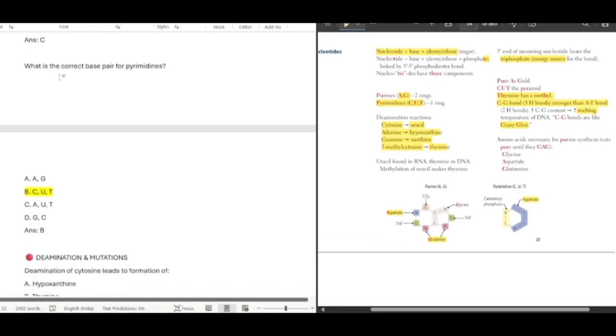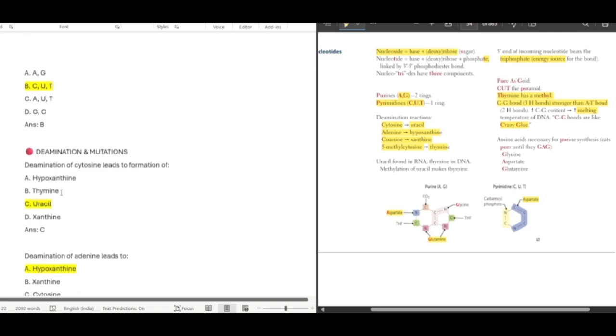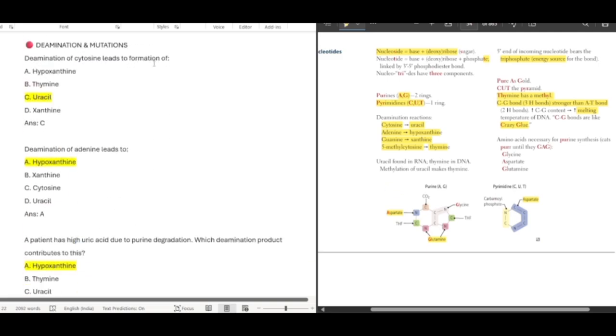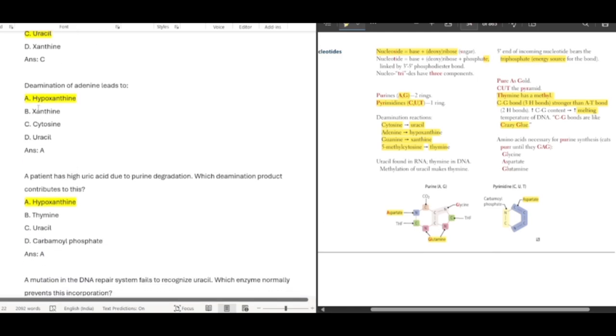What is the correct base pair for pyrimidines? As I've already said, CUT. Deamination of cytosine will form uracil. All the deamination reactions are given here. Cytosine leads to uracil, and this is important. And 5-methyl cytosine leads to thymine, since thymine is a methylated uracil.